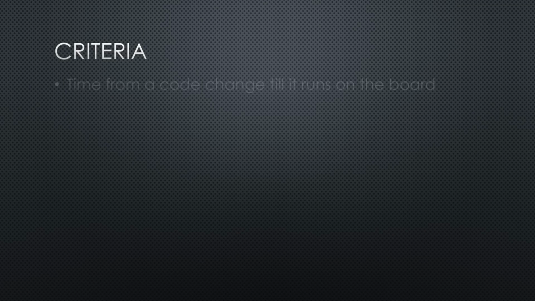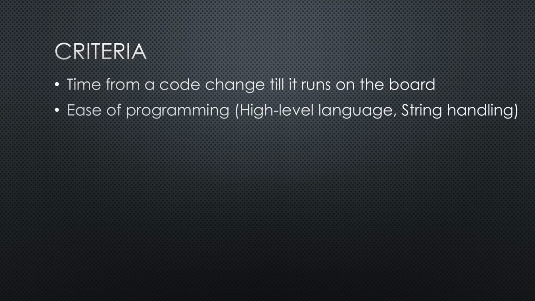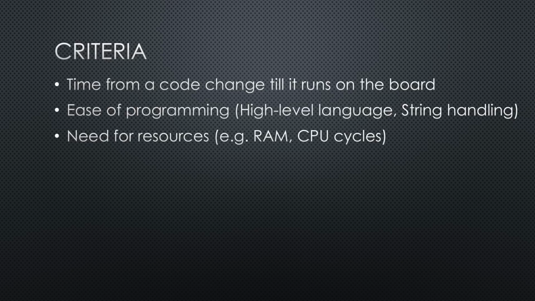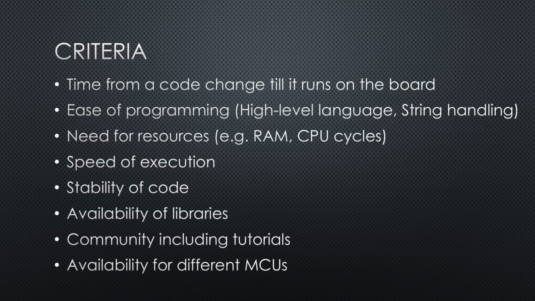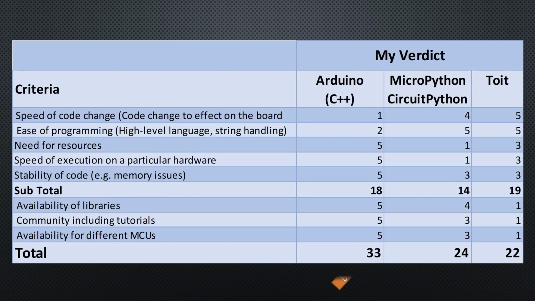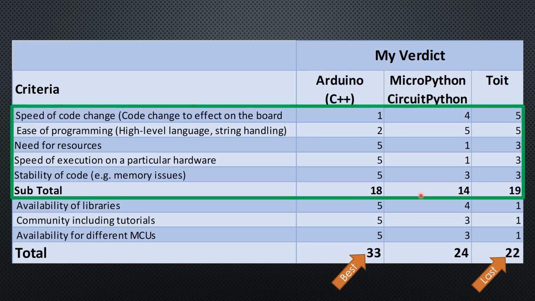These are my criteria. Turnaround time from a code change till it runs on the board. Ease of programming. Need of resources. Speed of execution on a particular hardware. Stability of code. Availability of libraries. Community including tutorials. Availability for different MCUs. And here is the result. Arduino still is the leading platform and the new Toit is last. I also included a subtotal where we only see the technical aspects. And here, Toit is first because of the unique features we saw before.